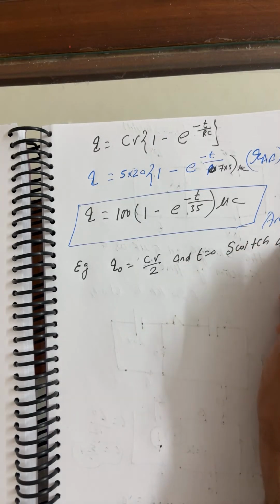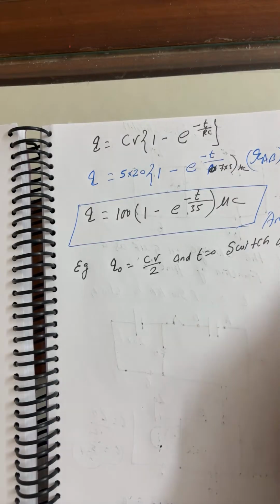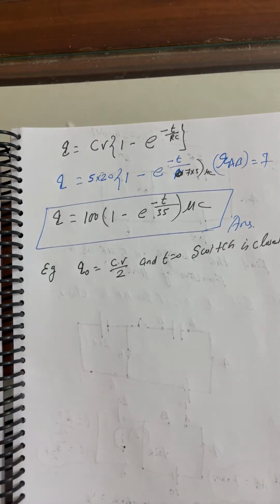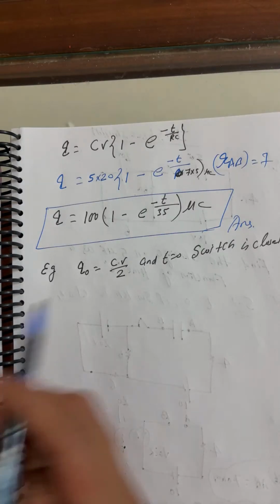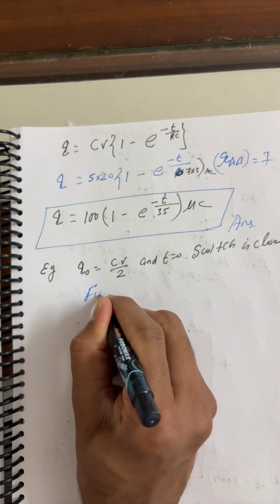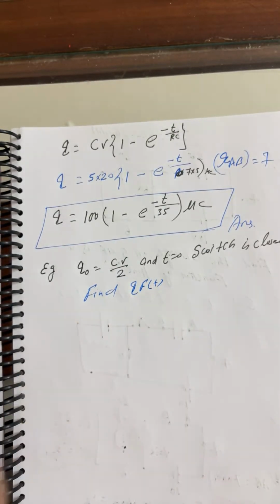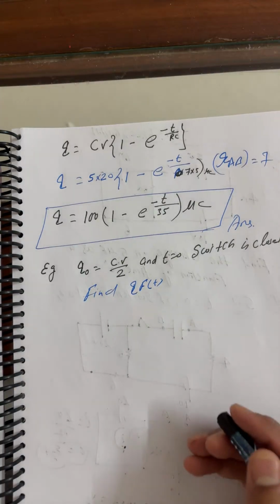At t equals 0, the switch is closed. Find the charge on the capacitor as a function of time t. Same question: find Q as a function of time t. So what's the question here? Have a look, everyone.